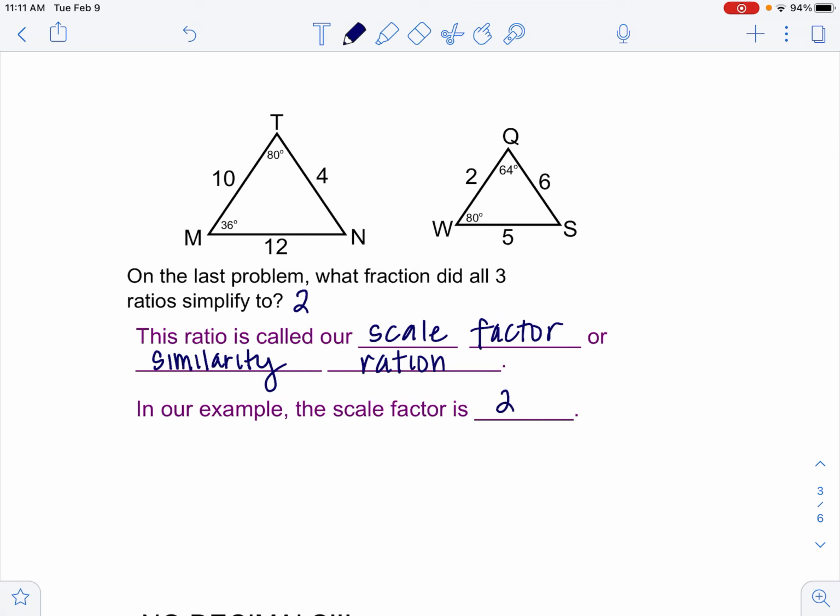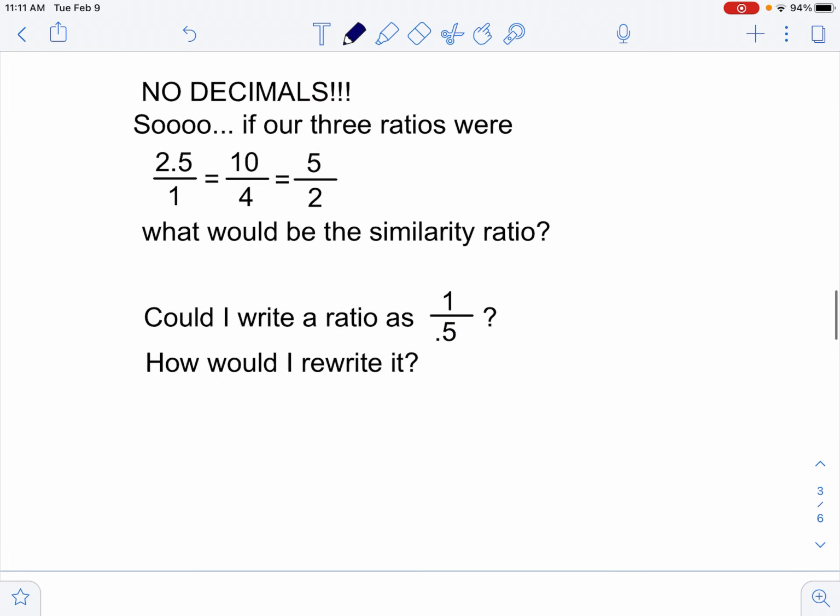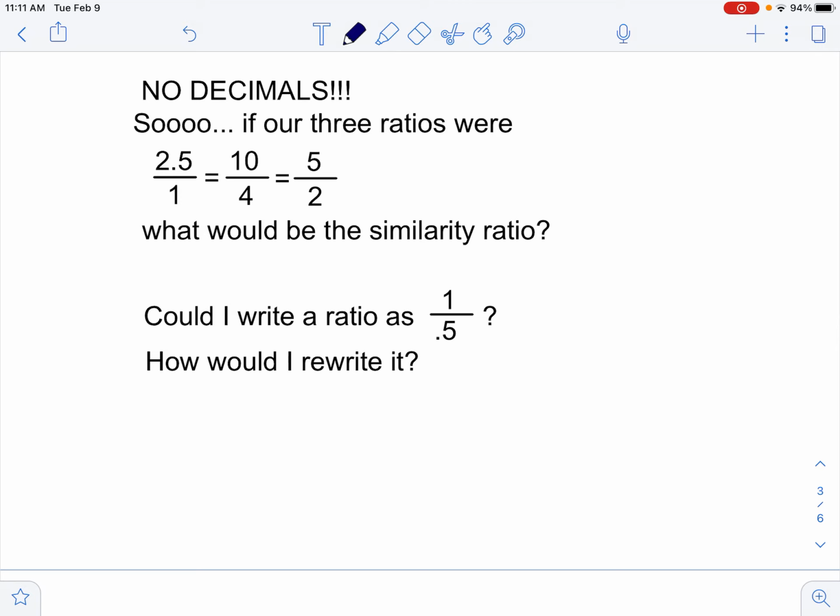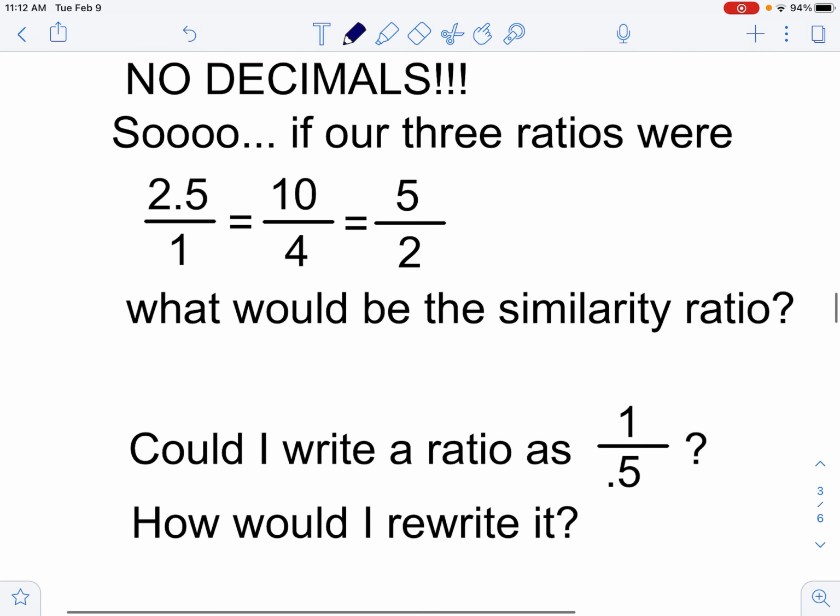If you're calling it a similarity ratio, ratio is a fraction, so you should use 2 over 1, but we're just going to say 2. That's our scale factor. Okay. One thing that you have to realize is that when you're giving a scale factor, you can't use decimals. So let's say you had these 3 proportions right here, okay?